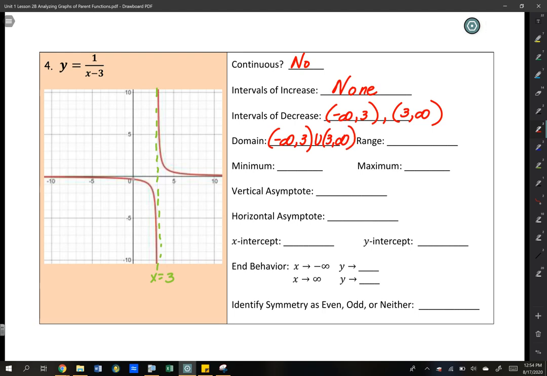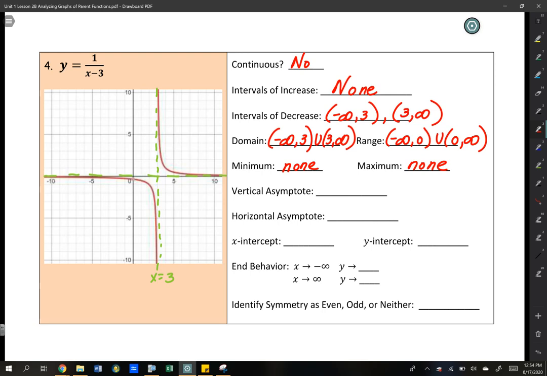And our range, it looks like we have, by examining this graph, a horizontal asymptote at y equals 0, and we'll confirm that in a second. But so when we go up and down on the graph, we're including all the numbers except for 0. All right, we have no minimum and maximum. We have no least value, and we have no greatest value.